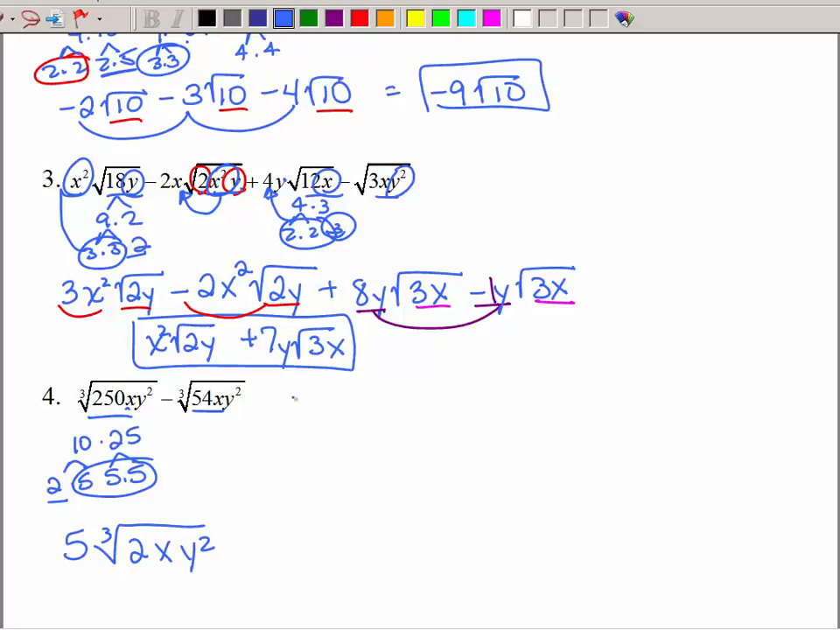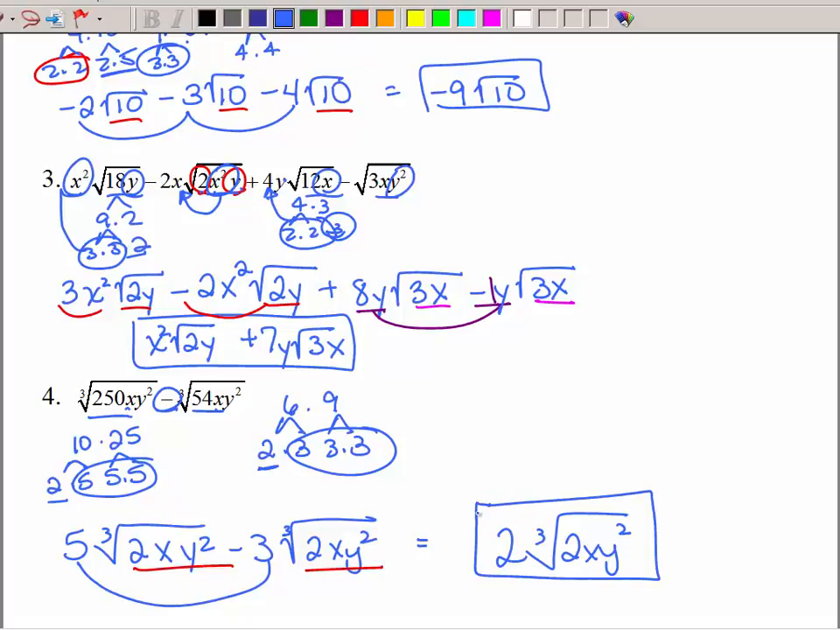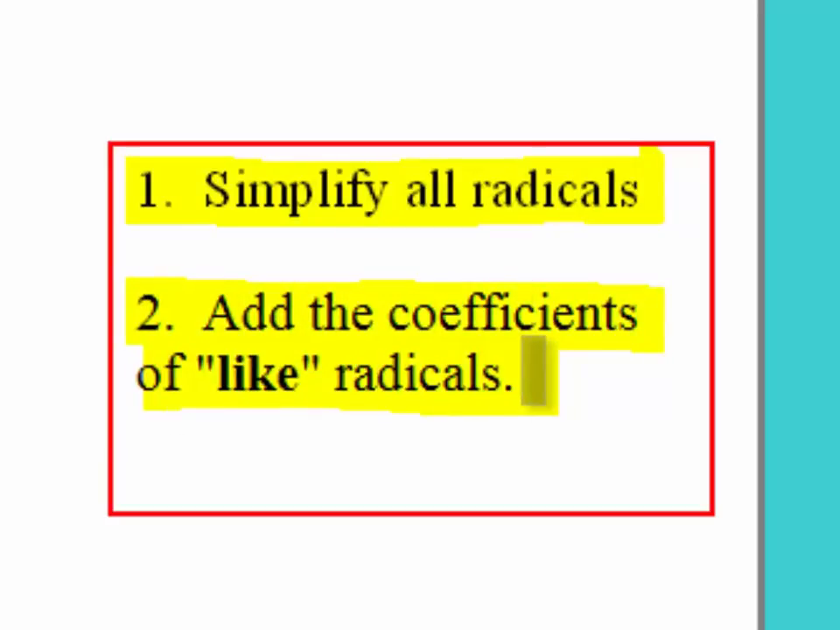Okay, what about the 54? I think about that as 6 times 9, so that's 2 times 3, and 3 times 3. So I can take out a 3, don't forget that minus sign, and have the cube root of 2 and the x and the y squared. So now those are the same. So we want to keep the same radical, that doesn't change, and just put the coefficients together, and 5 minus 3 is 2. A very easy lesson. We have 2 steps. Simplify all the radicals, and add the coefficients of like radicals, meaning they are the same.